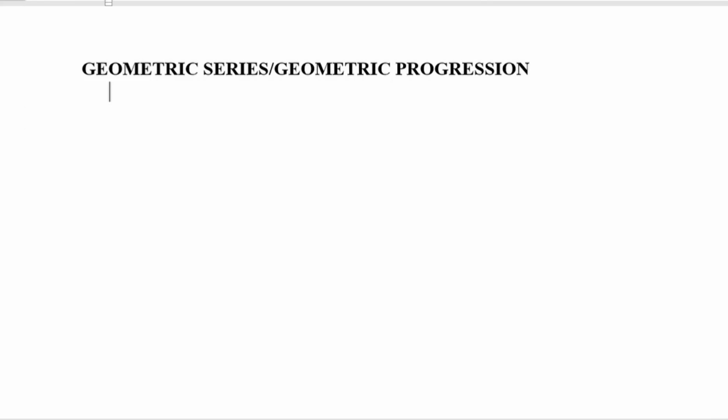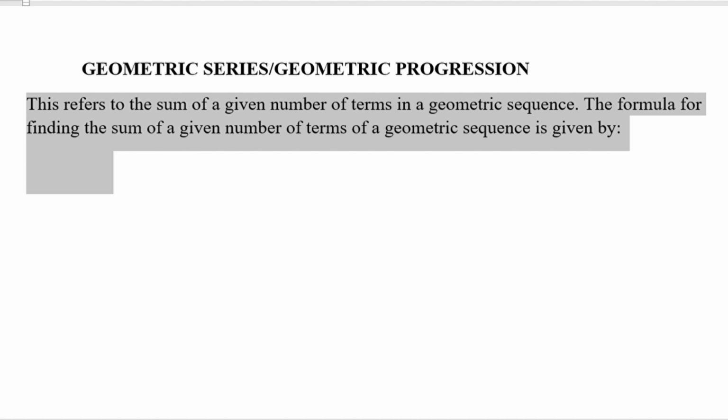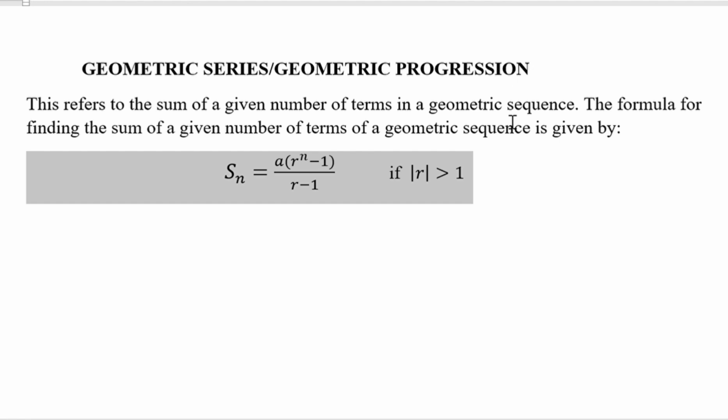Geometric series refers to the sum of a given number of terms in a geometric sequence. Now, the formula for finding the sum of a given number of terms in a geometric progression or geometric sequence is Sn = A(R^n − 1)/(R − 1) in situations whereby the absolute value, or the modulus, of the common ratio is greater than 1.